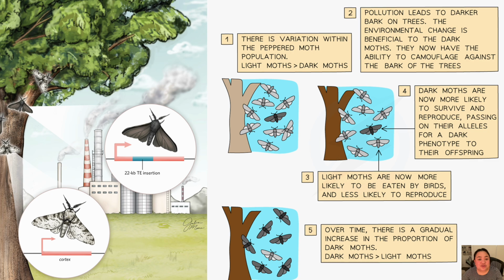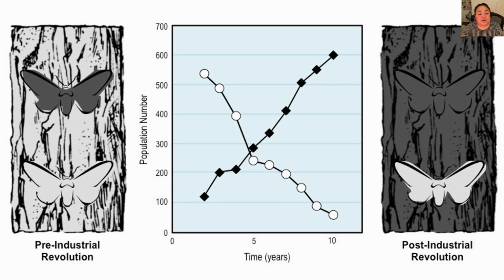Then, the Industrial Revolution happened and dramatically changed the environment. The poor air quality killed the lichen, and the trees became covered in soot. Suddenly, the dark-colored alleles became more useful. The selection pressures have changed. The birds ate the pale moths, while the rare dark moths survived and reproduced. Within just a few decades, this once rare mutation spread widely throughout the gene pool.